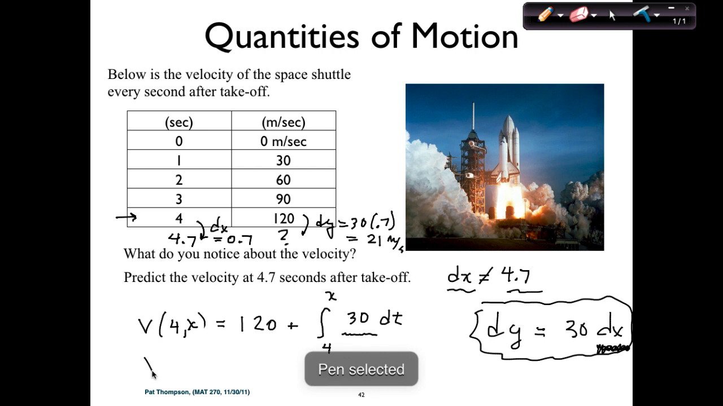All right. But this is a really easy function. If I wanted to write v of 0 of x, do I really need an integral? How do I get the velocity for x seconds after 0? If 1 second gives 30, 2 seconds gives 60, 3 seconds gives 90, he wants 30 times x. Agree? Well, that would be starting from 0.